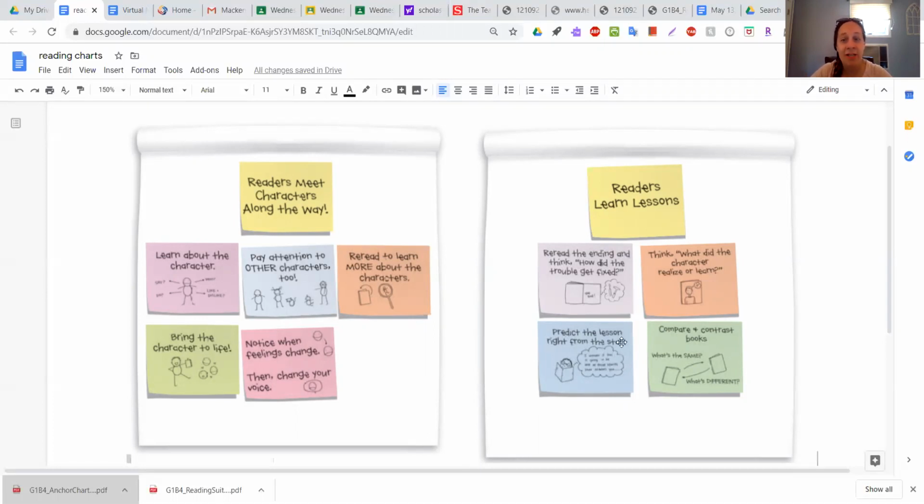And one of the last strategies we did was compare and contrast books to each other. Remember, we made that Venn diagram in order to compare our books. And then we sorted our books into some of the more common lessons that readers hear in fiction stories.